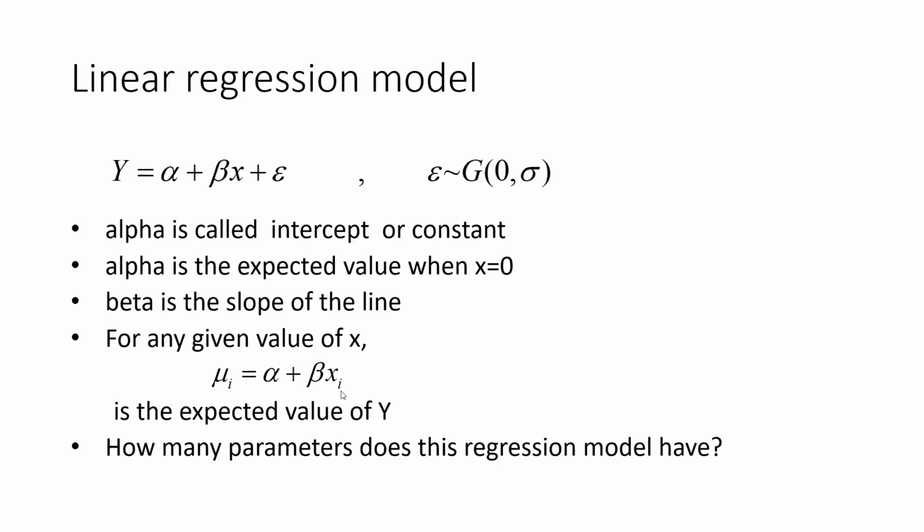So for every different square footage, we get a different expectation. We no longer have a single expectation. We have a whole bunch of them, and they form a line. How many parameters do we have here? We have 3, alpha, beta, and let's not forget about sigma, which parameterizes here the variance structure. Alpha and beta are for the mean structure, and sigma for the variance structure.